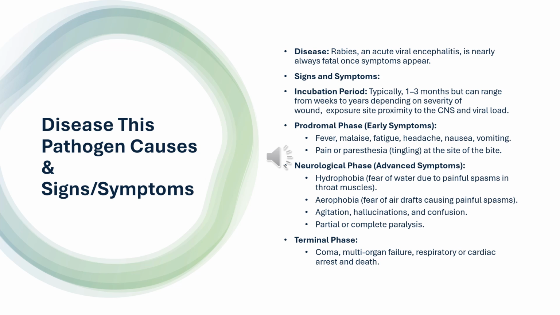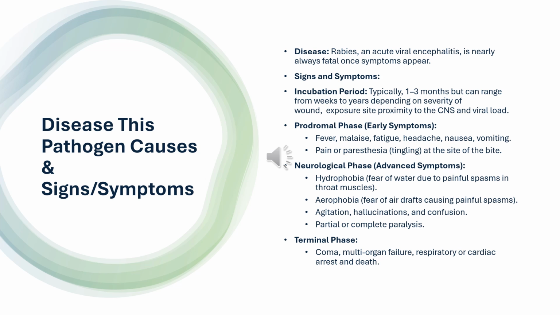The next phase is the neurological phase, which is advanced symptoms, and this is when the virus is really headed in the wrong direction. A first symptom would be hydrophobia, in which patients have fears of water due to painful spasms in their throat muscles. Aerophobia, which is fear of air drafts coming at the patient that causes them to have painful spasms. We also may see a patient that's agitated, having hallucinations and confusion.